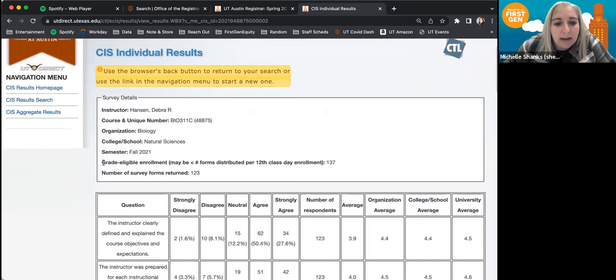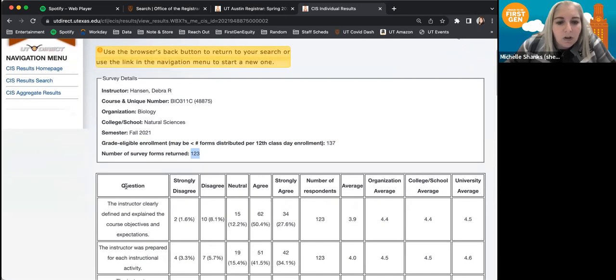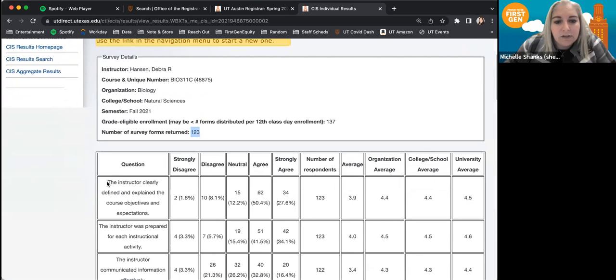It's going to tell you how many students were in the class for enrollment at the 12th class day, and then how many students returned survey forms at the end. So we're looking at percentages out of 123 students. On the left-hand side, it tells you unique questions that were asked.